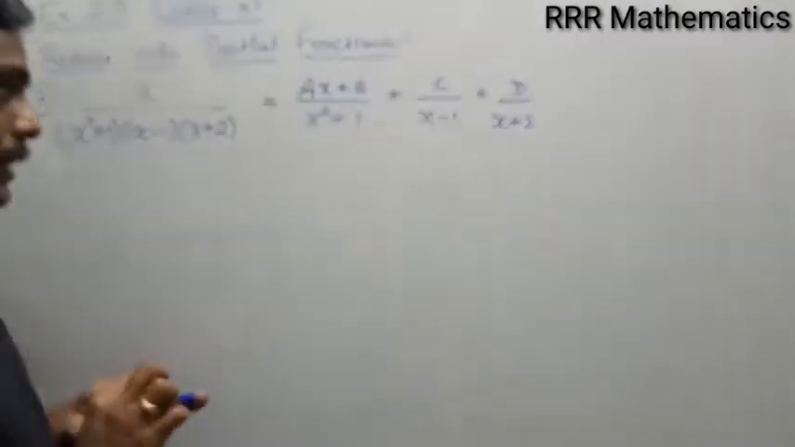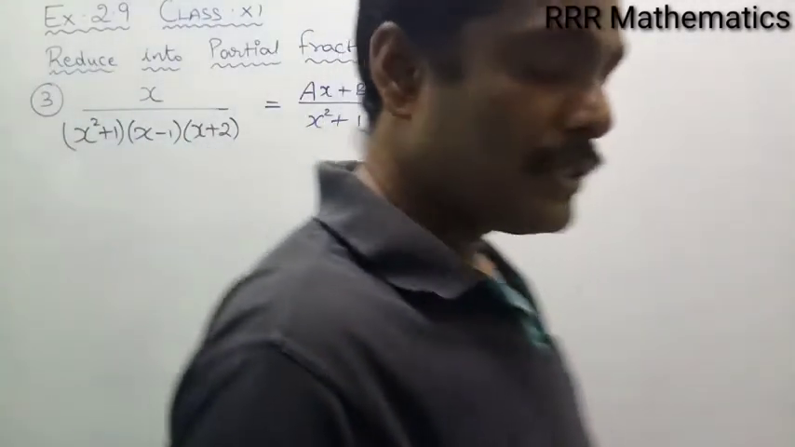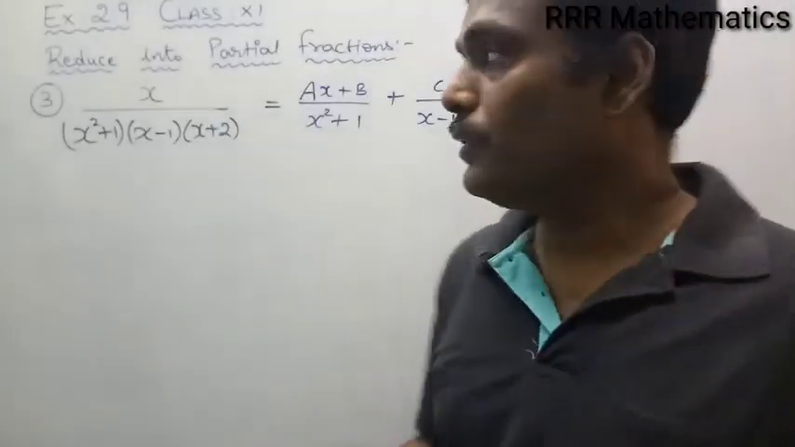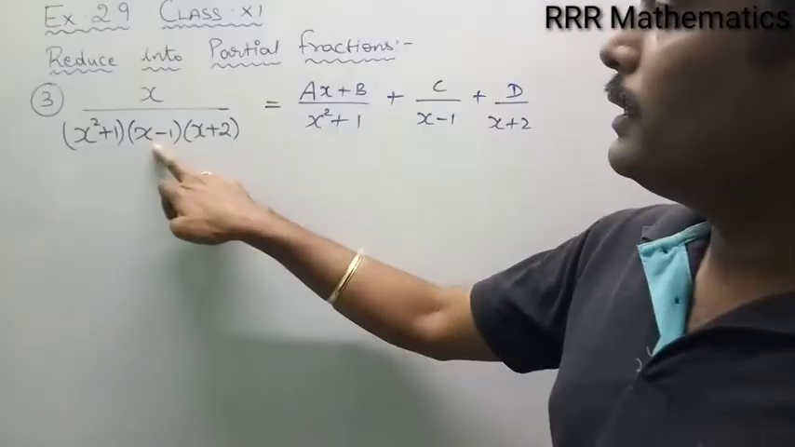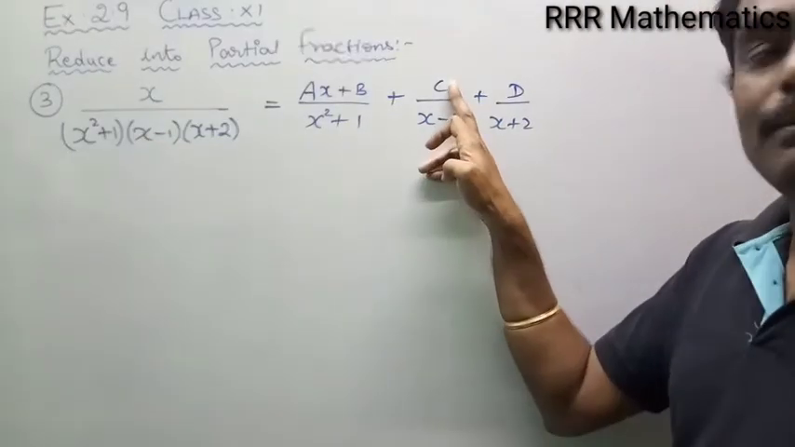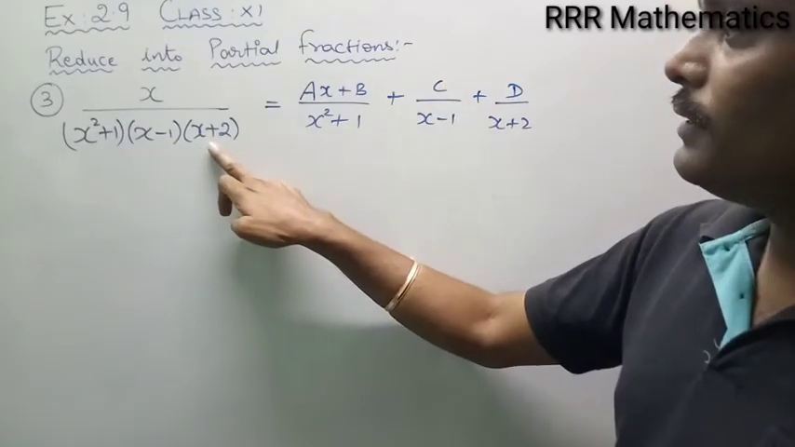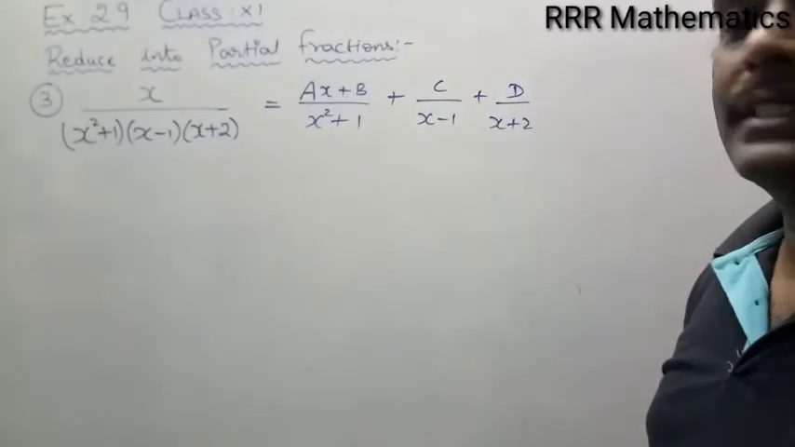Can you understand? The very first factor x square plus 1, I cannot factorize, so I am going to replace the general form of linear, that is ax plus b. Here already I have linear x minus 1, so I will write some constant c, and again I have a linear x plus 2, I will write some constant d.